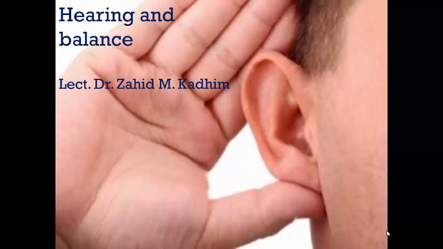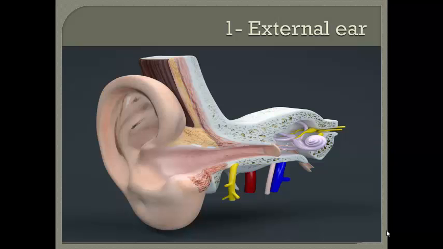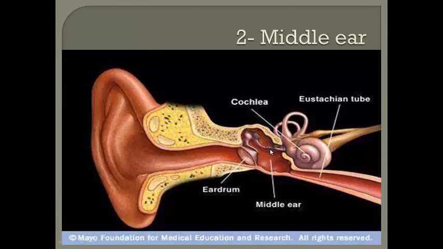Now, the first part is to learn the structure of the ear. The first part of the ear is the external ear. The external ear is composed of the external auditory meatus and the auricle. This is the auricle. It funnels the sound waves into the external auditory meatus. This is only the external ear. After the sound waves move through the external auditory meatus, they reach the tympanic membrane. The tympanic membrane signals the start of the middle ear.